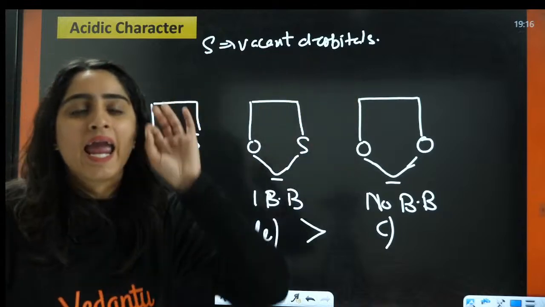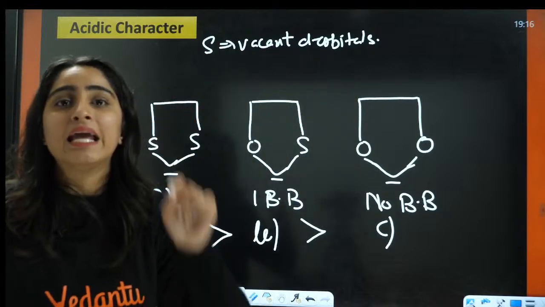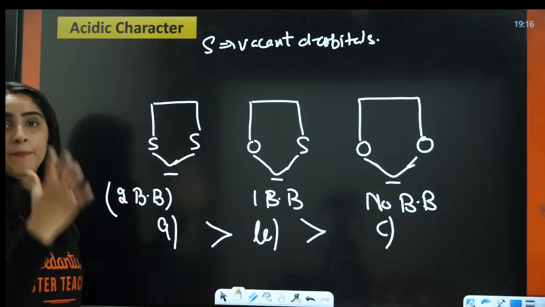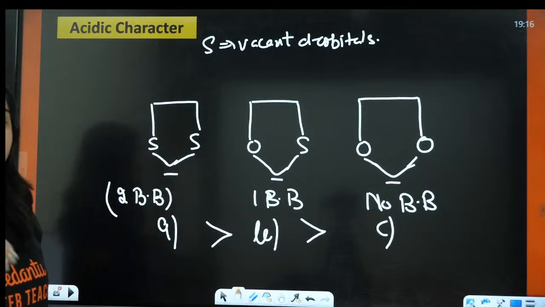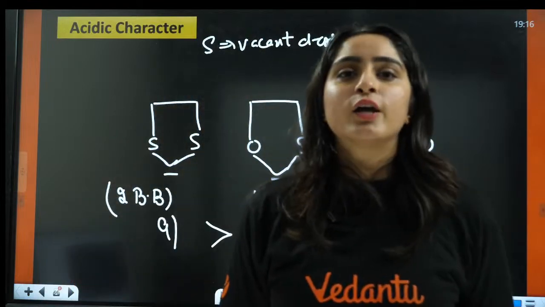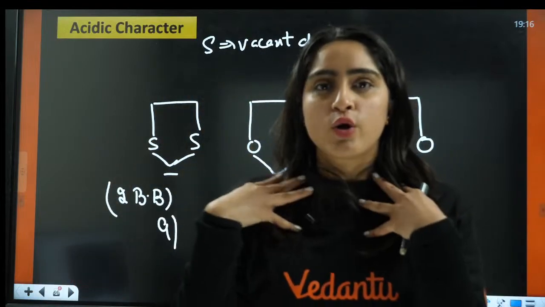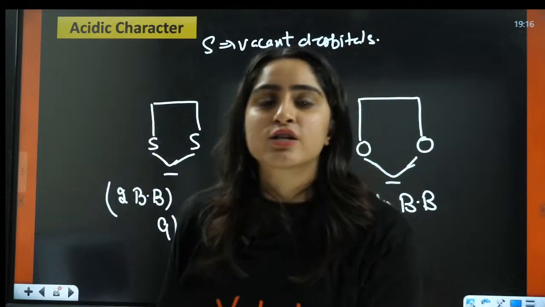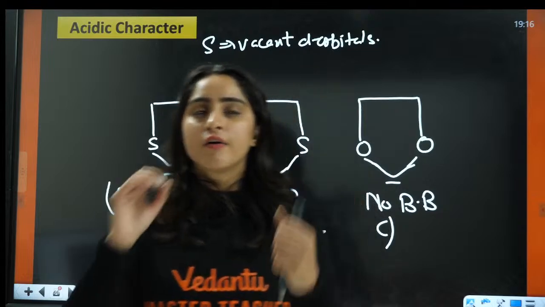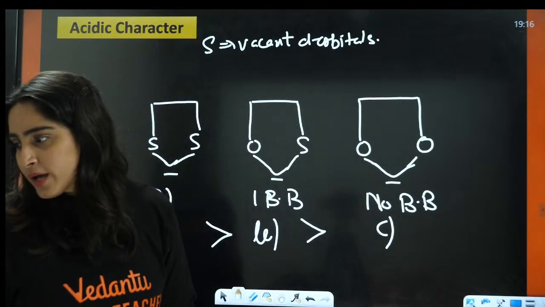Understood, everyone? A is more stable, then B, then C. This is because of the vacant d orbitals of sulfur, as compared to oxygen, which doesn't have vacant d orbitals. Sulfur has vacant d orbitals, and a carbanion is electron rich, so it needs to give its electron to some atom. Only then can it give the back bonding. Right? Okay?